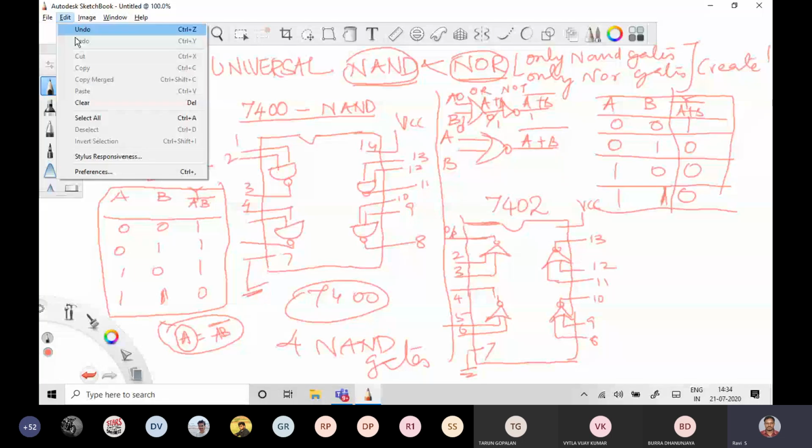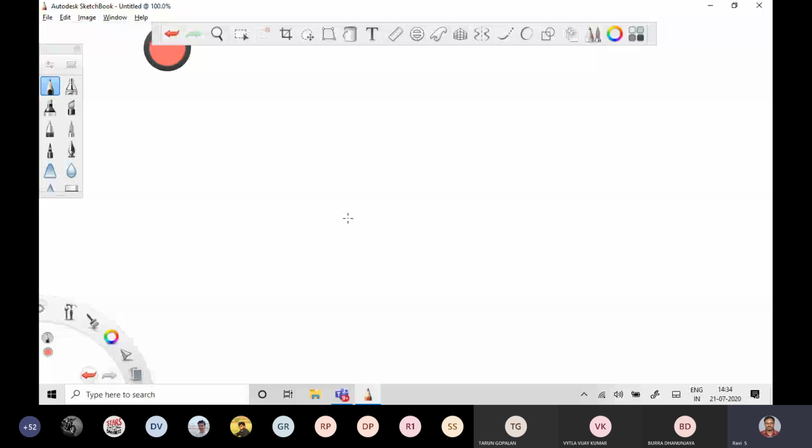So now, almost 5 logic gates we discussed: AND, OR, NOT, NAND, NOR. 2 is pending, XOR, XNOR. We'll discuss exclusive OR and exclusive NOR later. So now we'll go for the NAND and NOR.